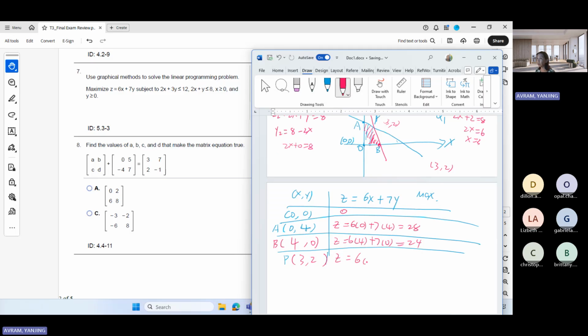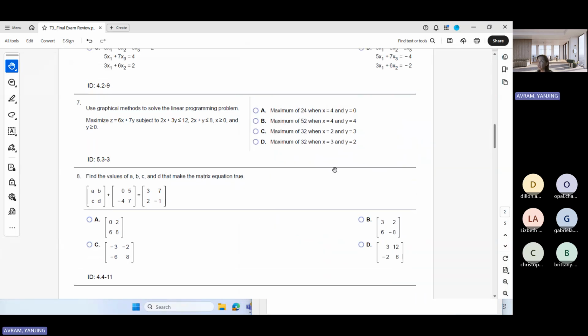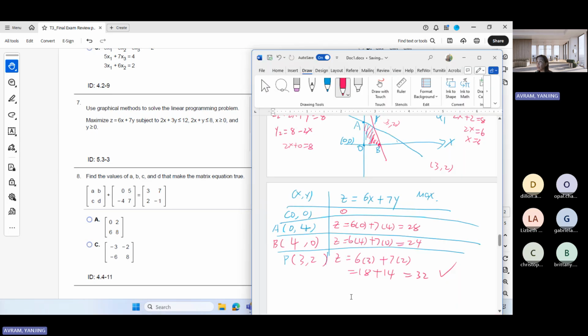This one, g, will be 6 times 3 plus 7 times 2, right? So that's 18 plus 14, so that's 32. So this one is the max. All right, so that is the max here. Your max here is 32, but you do have a 232 in the choices, so you do have to find your x and y very carefully, right?